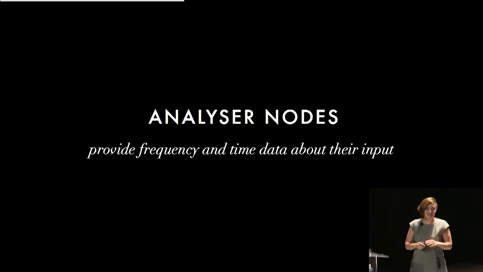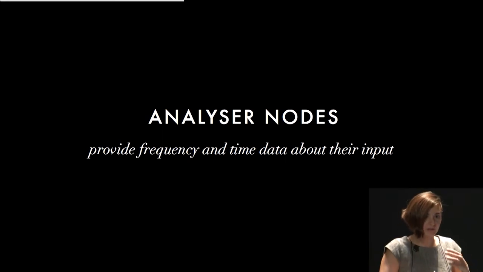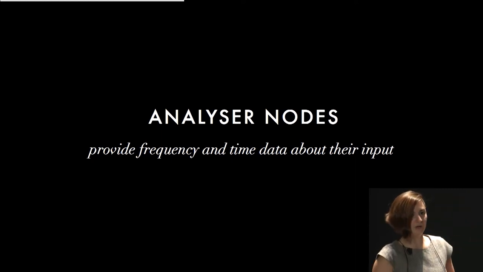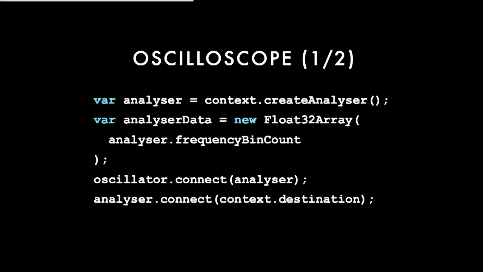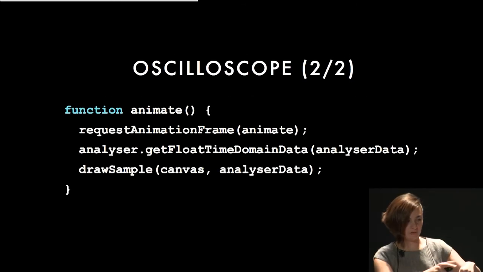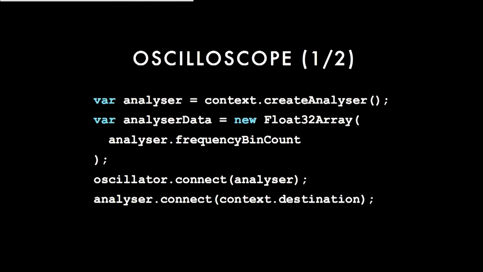So the analyzer node lets you poke into the node and see what's going on in terms of frequency and time data, which means that you can either render an oscilloscope or the classic spectrogram kind of thing. The way you use it is you create an analyzer, and then you create a little float array to put the results of the analyzer, because this is going to be called many times. You don't want to be creating objects all the time to put results in. So you create the thing, and then you connect the thing. Like, you connect the oscillator to the analyzer, and the analyzer to the destination. So the analyzer is in the middle, so you can look into what's going on.